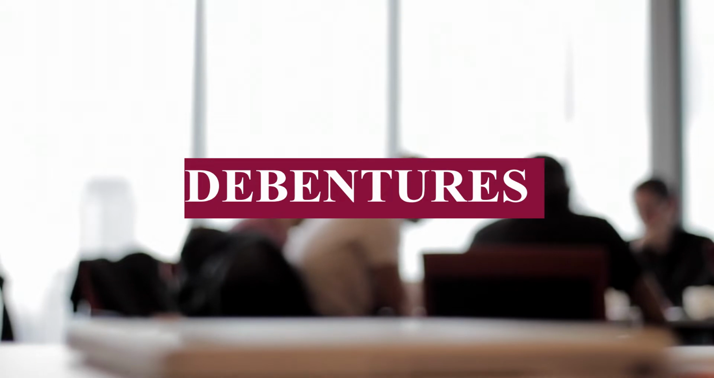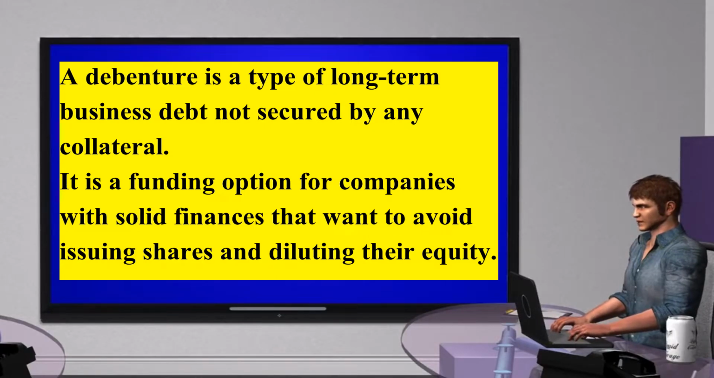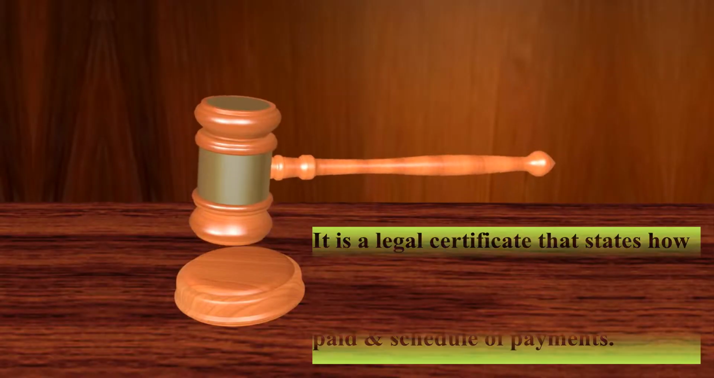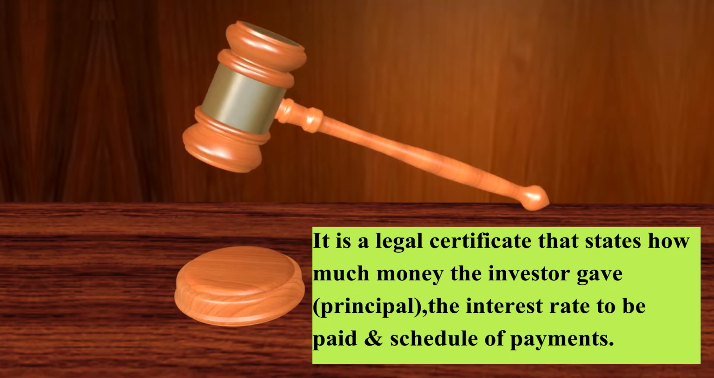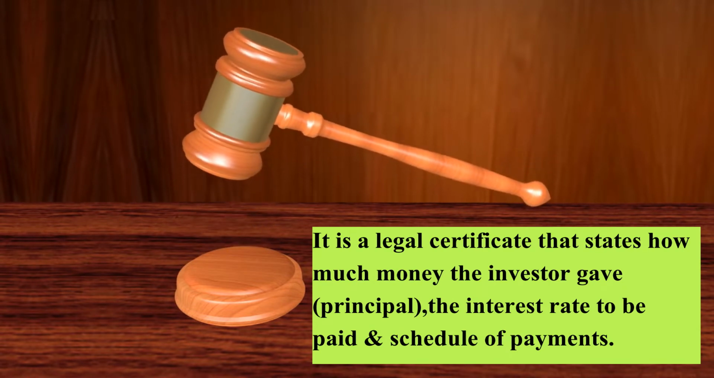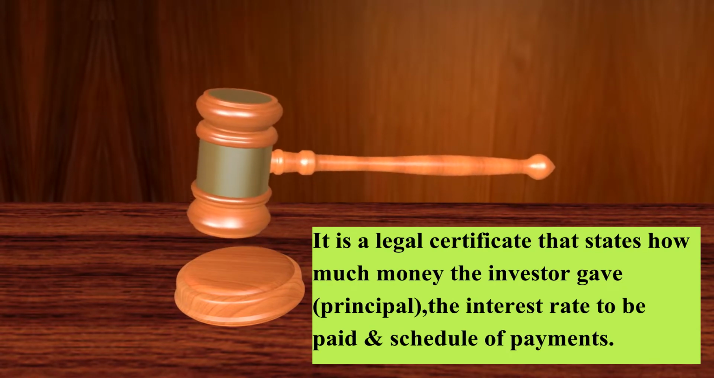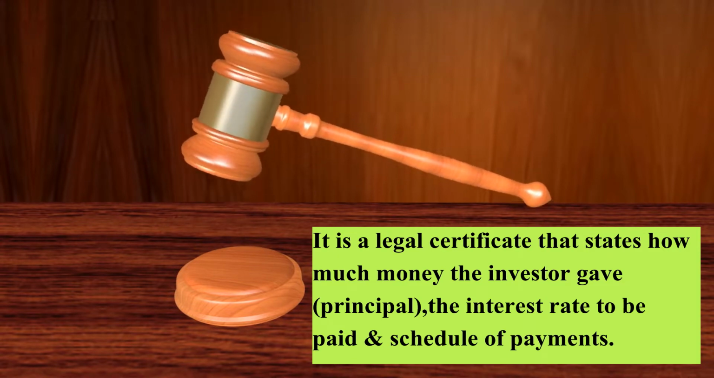So what are debentures basically? Let's understand. A debenture is a type of long-term business debt not secured by any collateral. It is a funding option for companies with solid finances that want to avoid issuing shares and diluting their equity. A debenture is a legal certificate that states how much money the investor gave, that is the principal, the interest rate to be paid, and the schedule of payments.